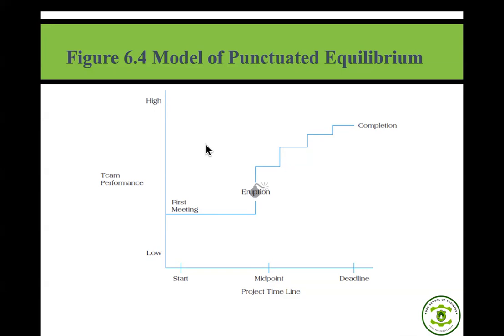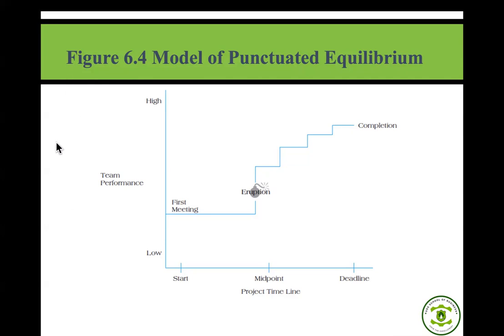And so for the punctuated equilibrium model, the key aspects are that first, we will have what we call the first meeting when the project starts. This is the initial coming together of the team. So in the other model, what's the first stage? Can someone remember? The first thing? Forming, yes. But in the punctuated equilibrium model, we have the first meeting. This is the initial coming together of the team, where at this particular stage, we see that performance is very low.